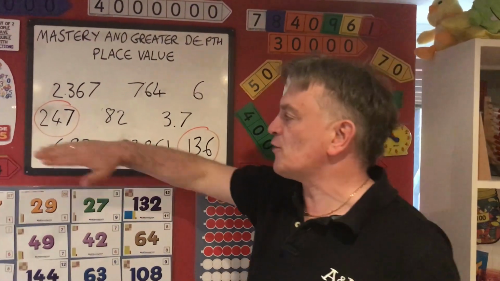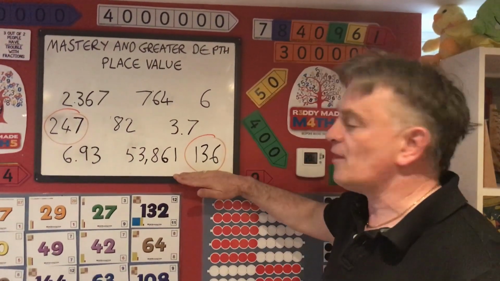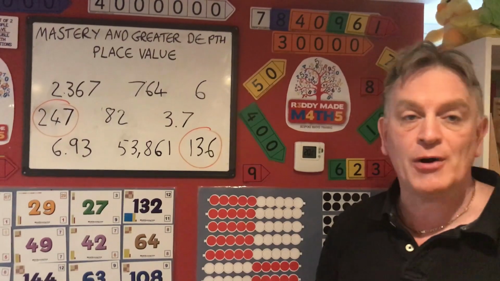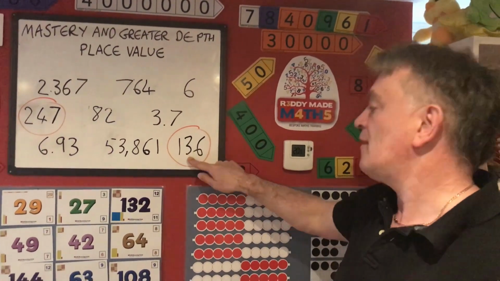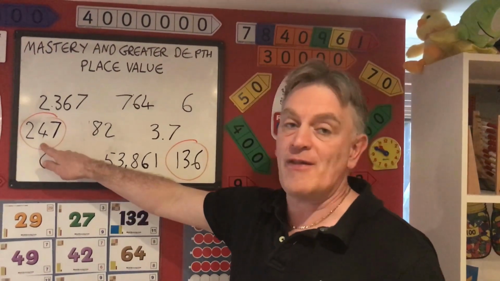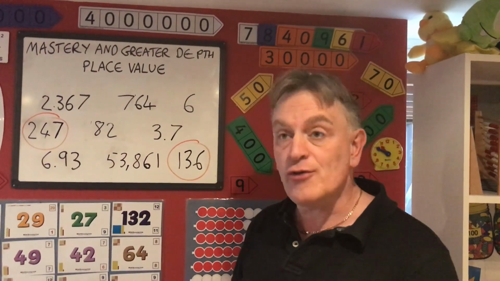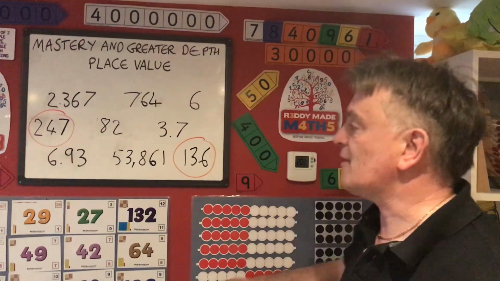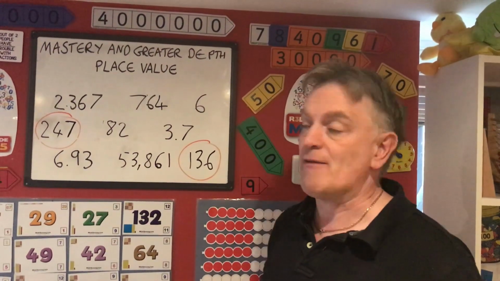Well, we've specifically looked at 247 and 136. For children in Year 3, we can now say, how many tens in that number? We now know it's 13 tens and 6 ones. It's 24 tens and 7 ones. How many hundreds? 2 hundreds, 100. How many ones? 136 and 247.